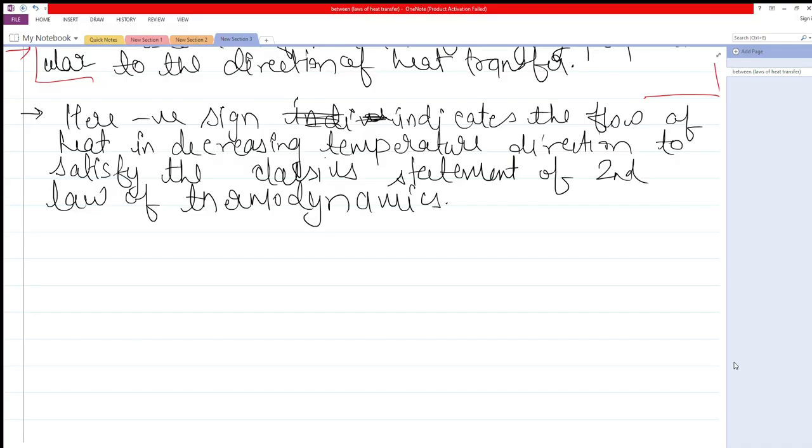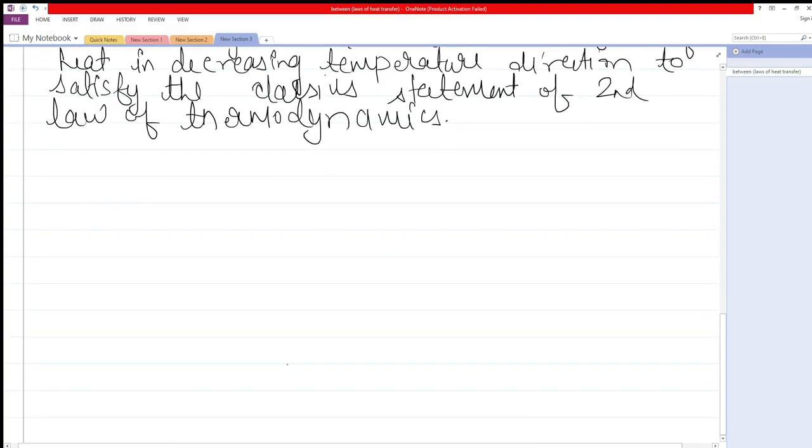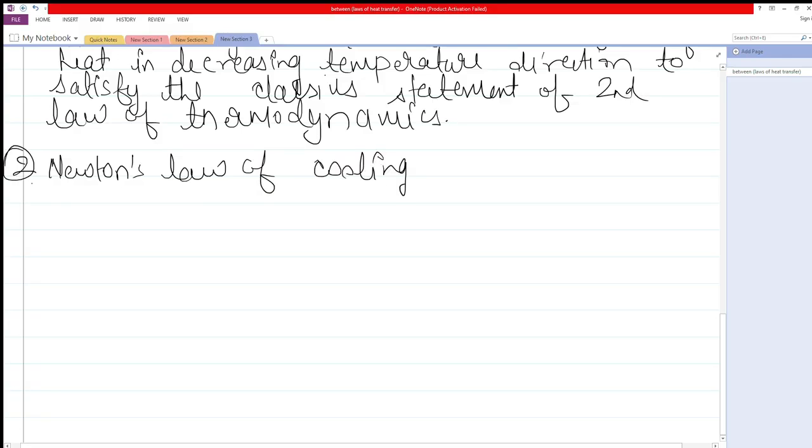Now we are done with Fourier's law of conduction. The second law we will be studying is Newton's law of cooling, and this is used for convection.